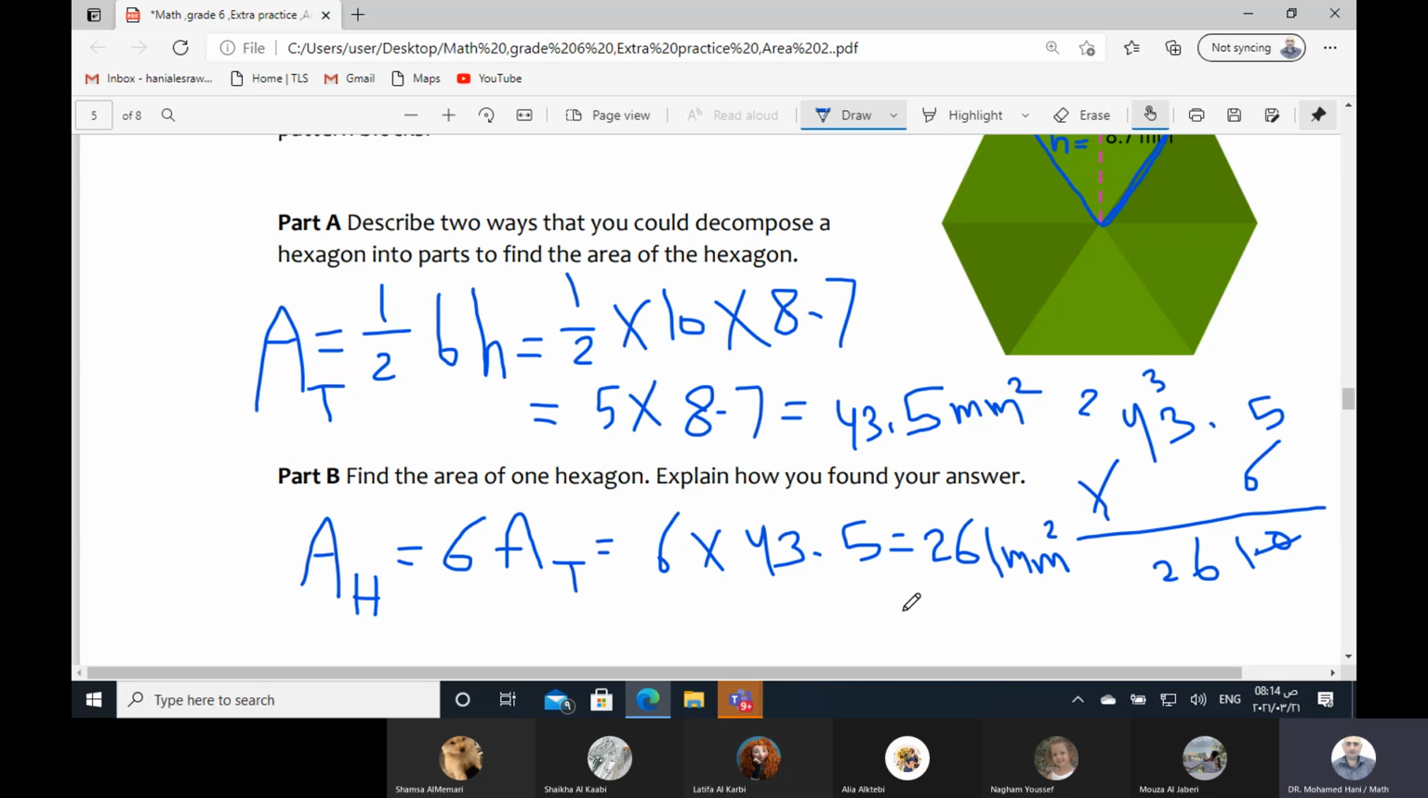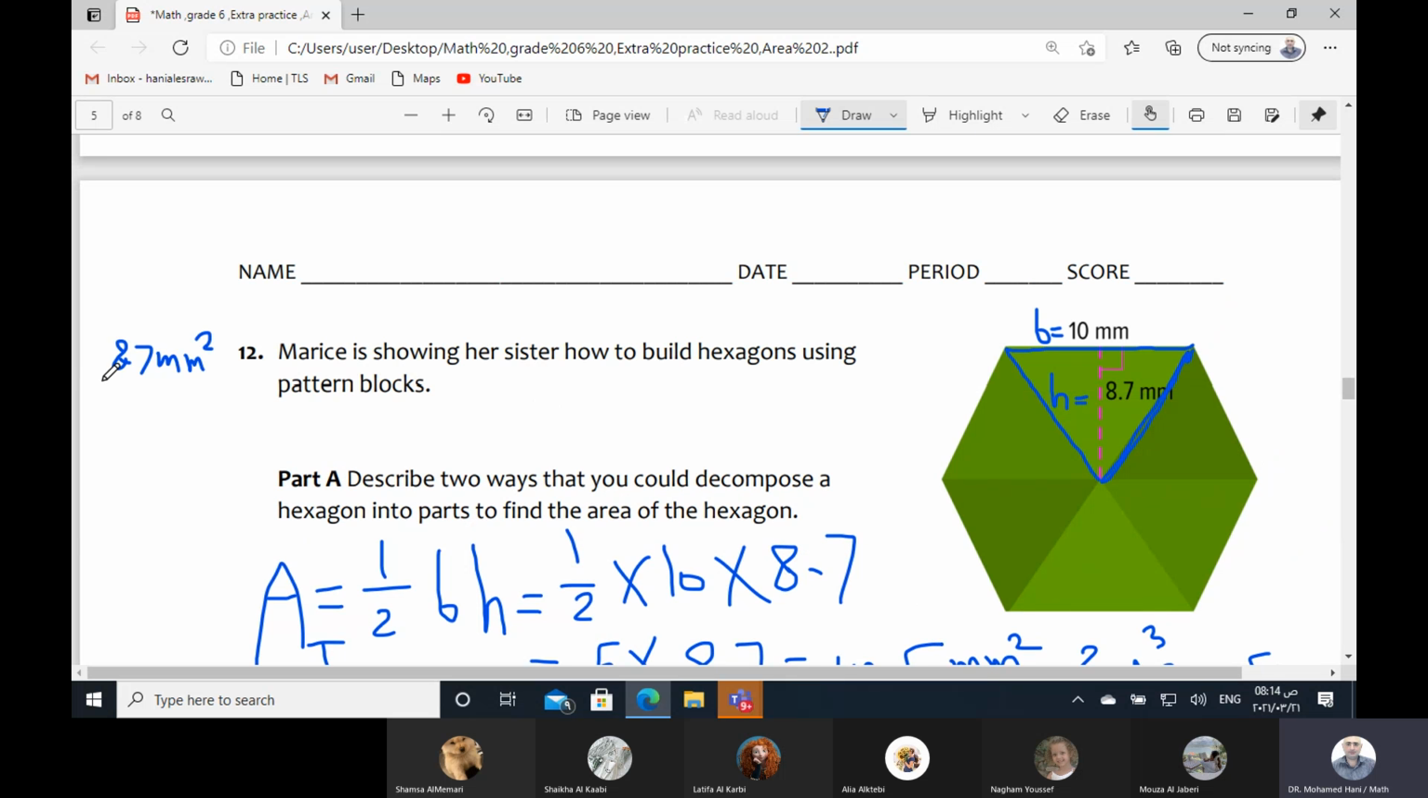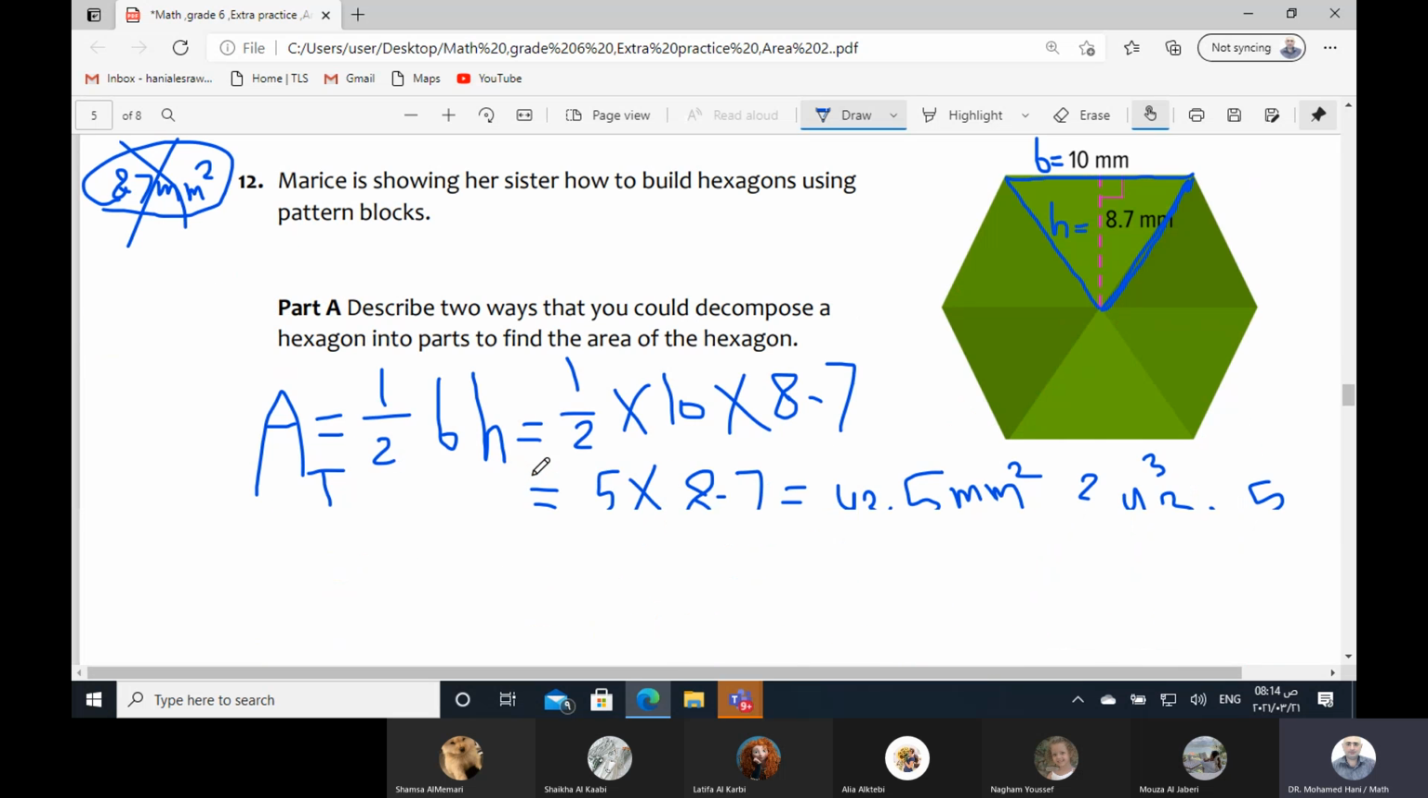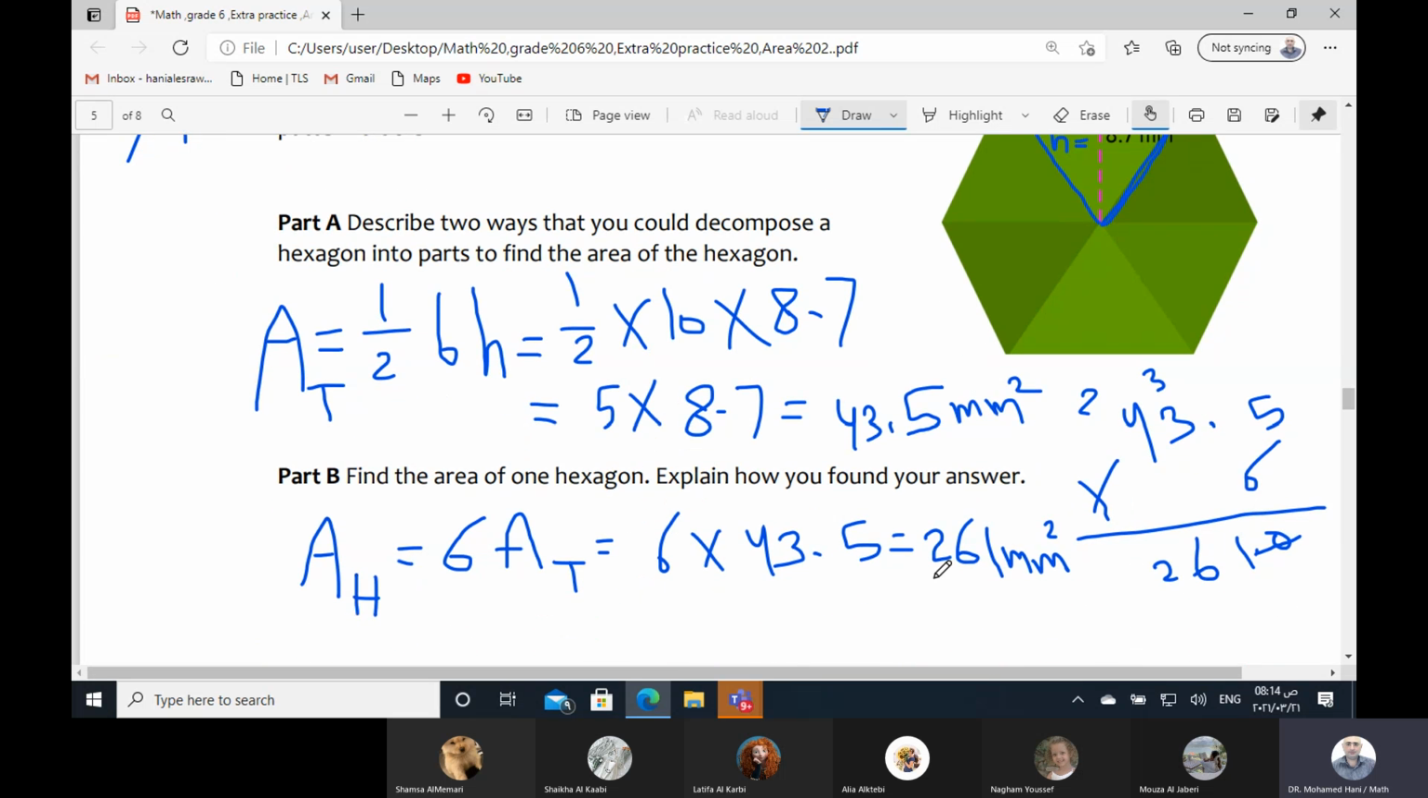So nobody answered correct. This is wrong. The right answer will be what? 261. Was there any question here?